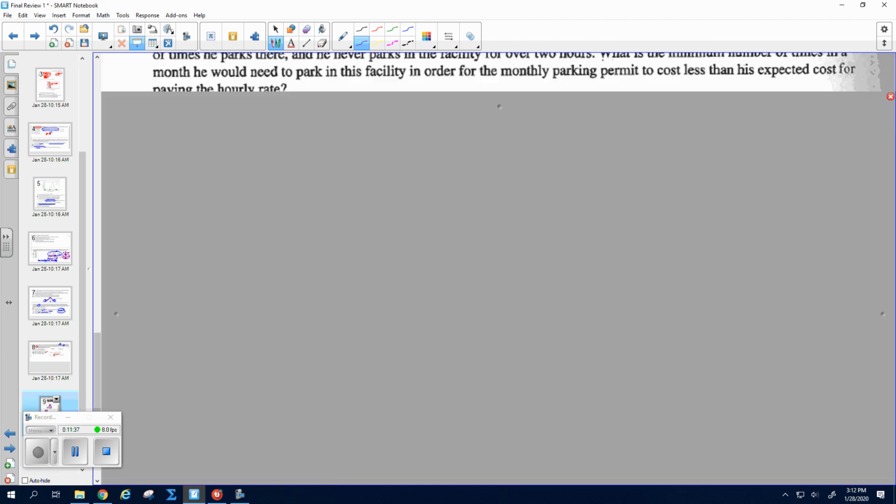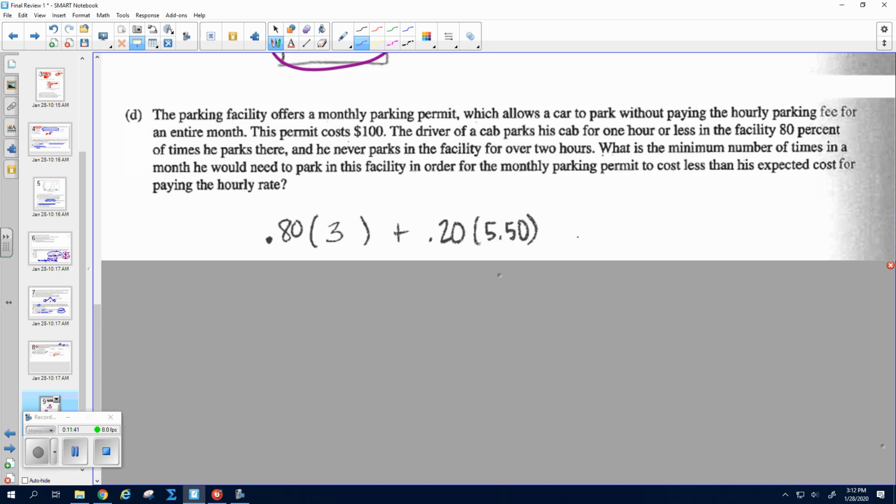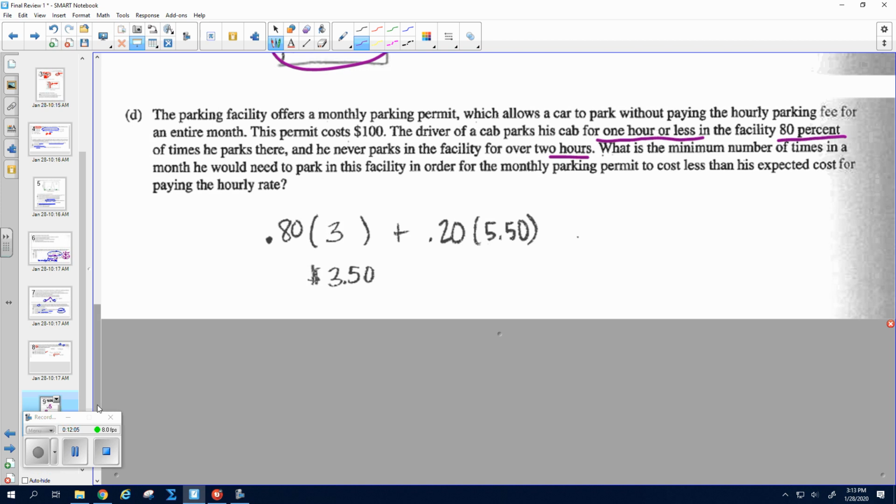All right, so for the next one, it says that he usually parks for 1 hour or less. That's 80% of the time. So for 80% of the time, he's going to be charged $3 because that's 1 hour or less. The rest of the time, he never parks for over 2 hours. So from 1 to 2 hours, he's being charged $5.50, and that only happens 20% of the time. So his average cost is $3.50 per day.